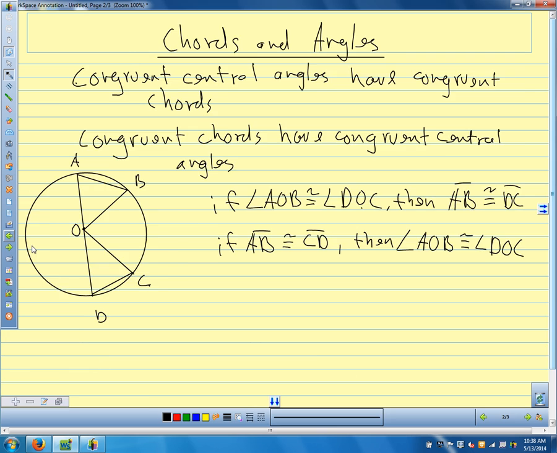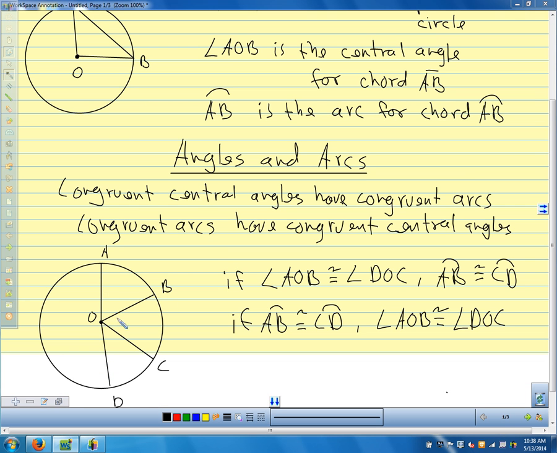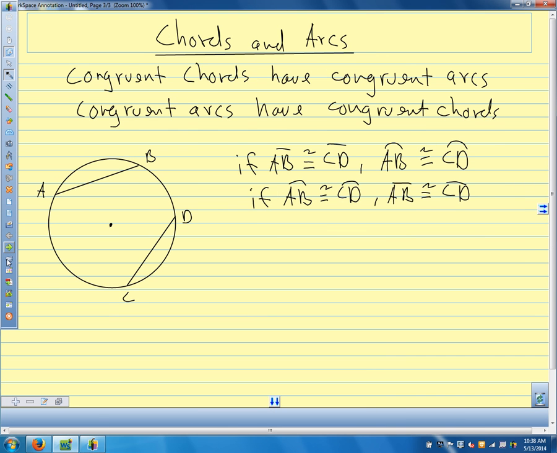Same thing back here. We would draw in our chords and show that the triangles are congruent, so that all the parts have to be congruent. And if the central angles are congruent, then our arcs have to be congruent. So all of these theorems that we've talked about come from showing that triangles are congruent. So we turn our circle problems into triangle problems. So, questions before we do an example?